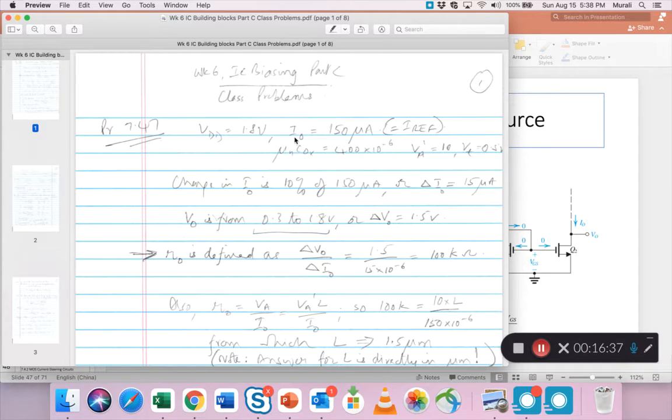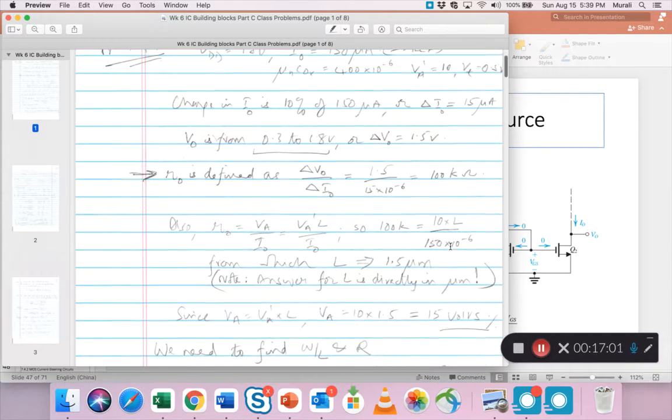So VDD, IO, which should be I reference, these parameters are given. Change in IO is 10% of 150 microamps, or delta IO is 15. So VO also goes from 0.3 to 1.8. So delta VO is 1.5. So RO is defined as delta V by delta I. So that comes out to be 100K.